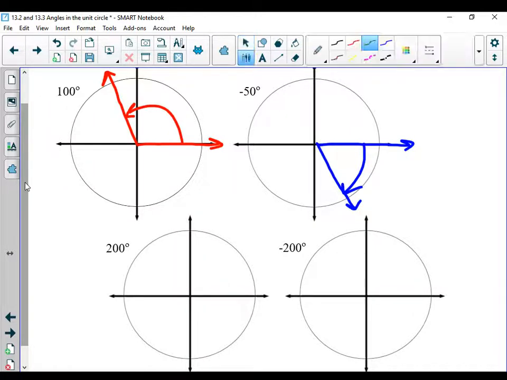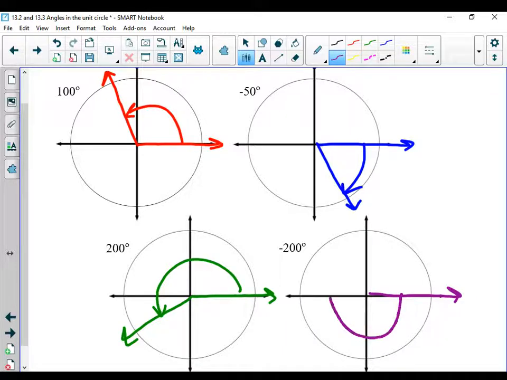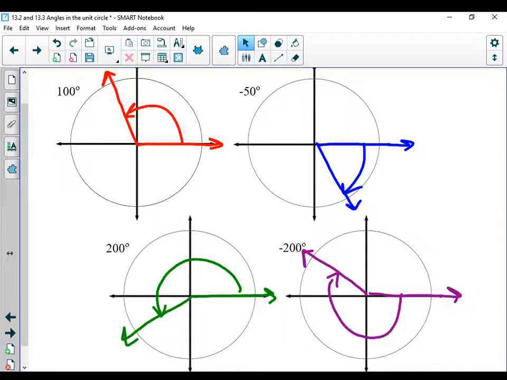Negative 200 degrees. I know that this is 180, so I need to go about 20 more. And lastly, if I know that this is negative 180, I just need to go 20 more. And I have my negative 200 degrees. Okay.